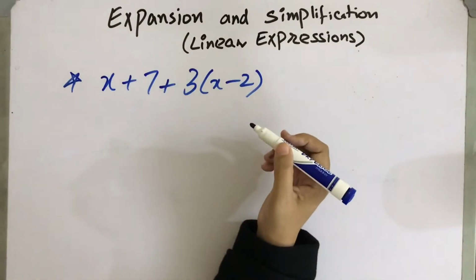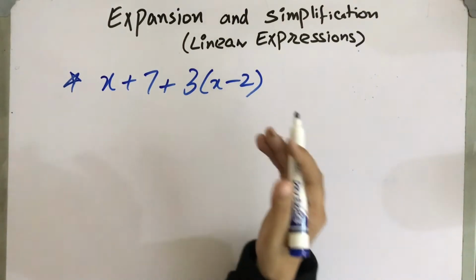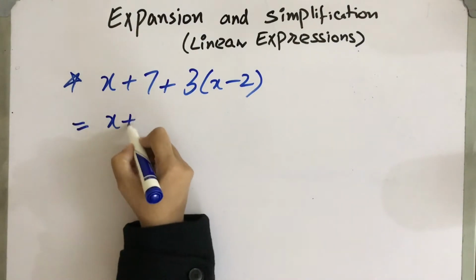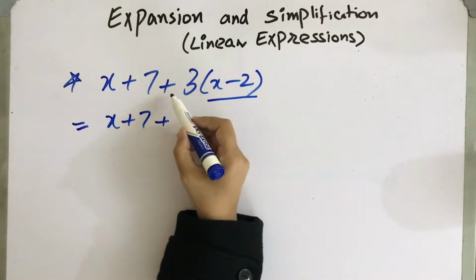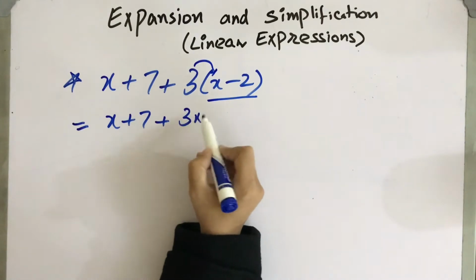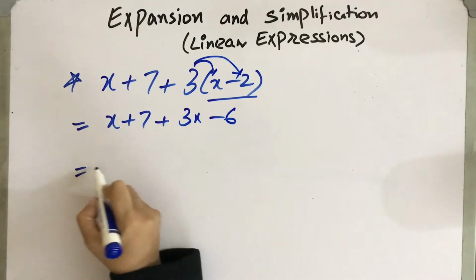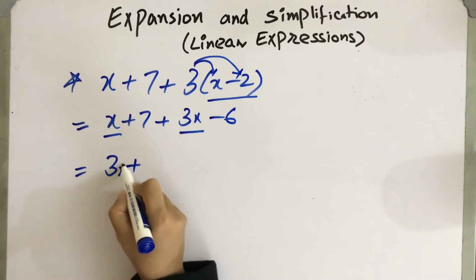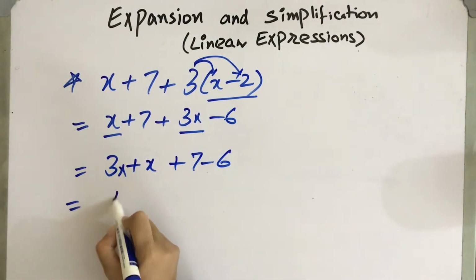As the topic is expansion and simplification, and now we know how to expand, so we shall do the expansion and then arrangement and then simplification. x plus 7 will remain as it is. We shall open this bracket with 3. There is a positive sign, so inner signs will not change. 3 multiply x is 3x. 3 multiply 2 is 6. This is negative 6. After expansion, we shall arrange like terms, variable with variable, 3x with x, and 7 with minus 6. 3x and x will give us 4x.